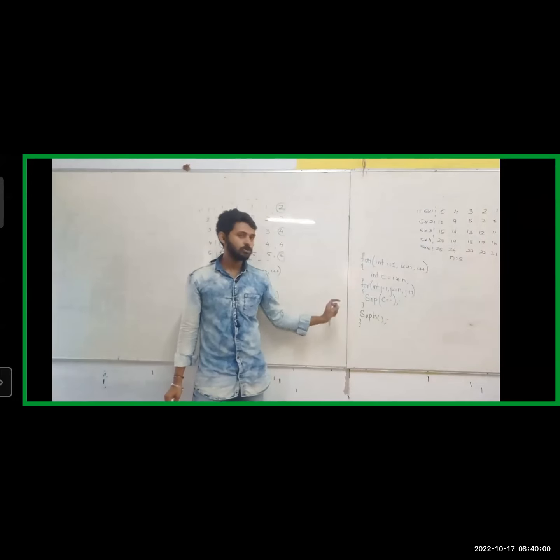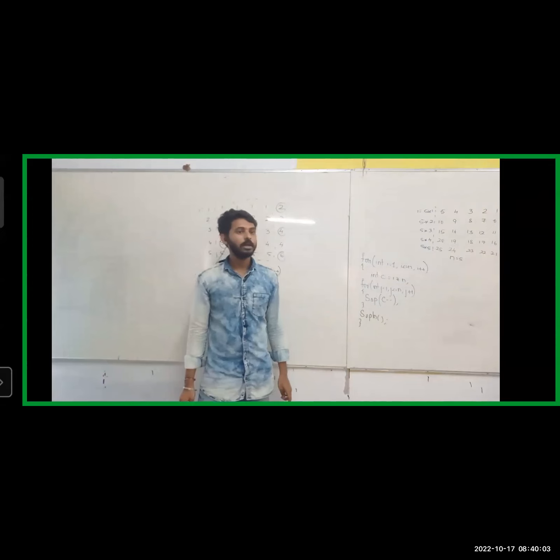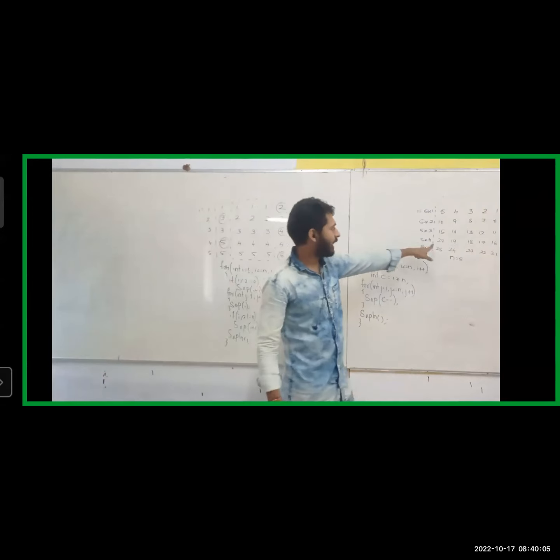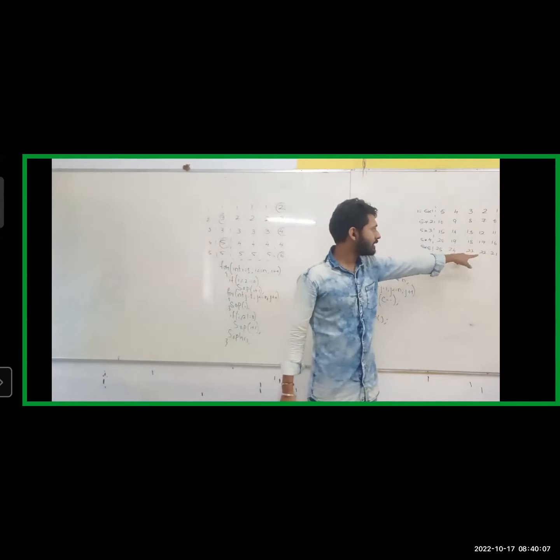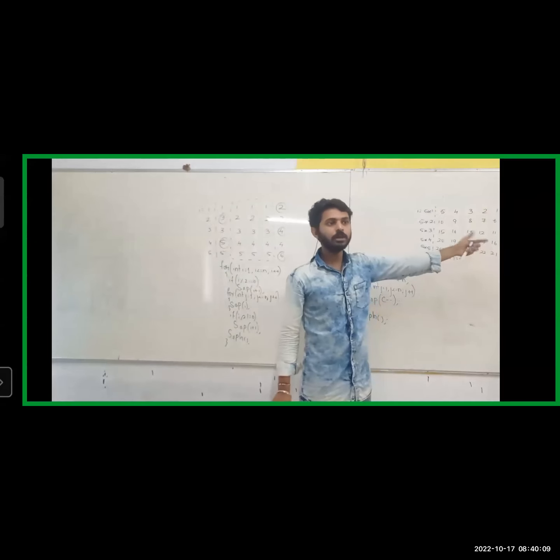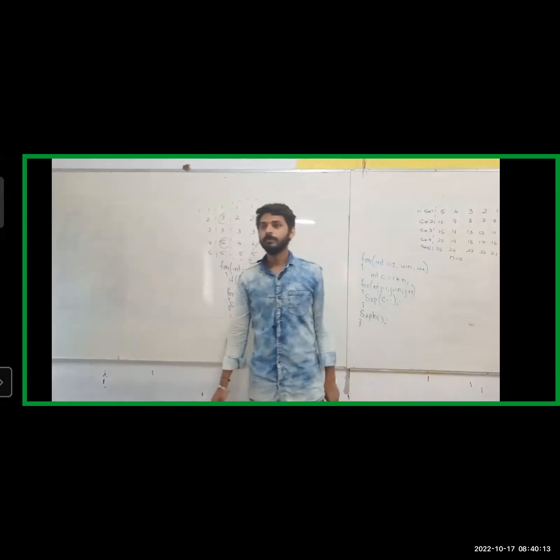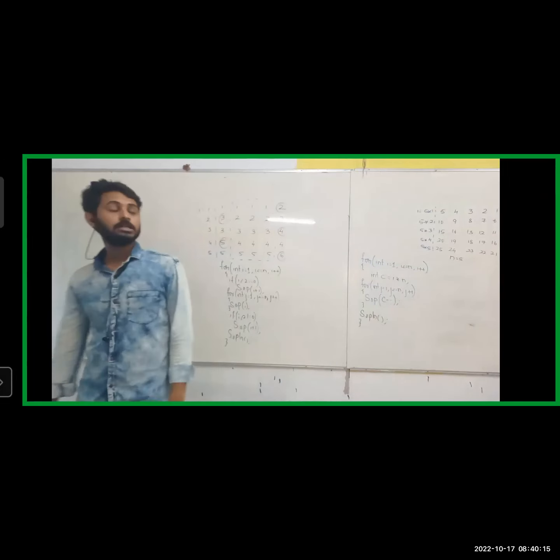This much only you should do. Getting my point? If I get this value, how to get this one, this one, this one, this one, you already know. What is that you should do? Just do minus minus. Got that? So it is a similar one.